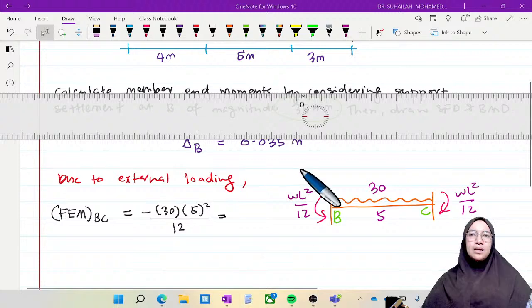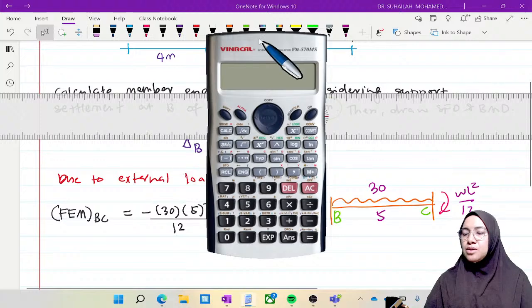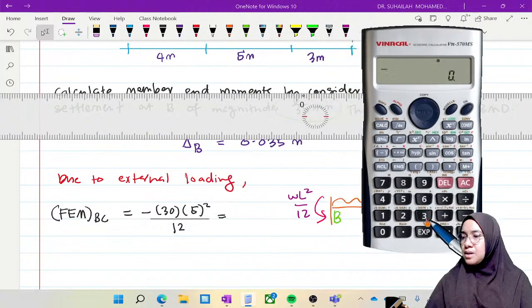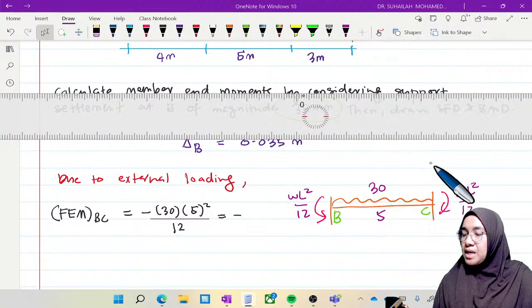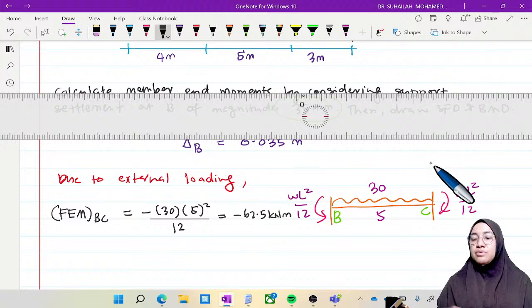Okay, open again. Use the calculator to calculate: it is 30 times 25 divided by 12, which is wL squared over 12, so it is negative 62.5 kilonewton meter. So we get the FEM.